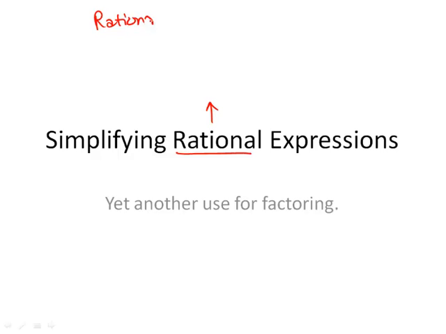Rational numbers were essentially fractions. So, for example, you could have 2 over 6. That is a rational number. However, this rational number is not in simplest form.